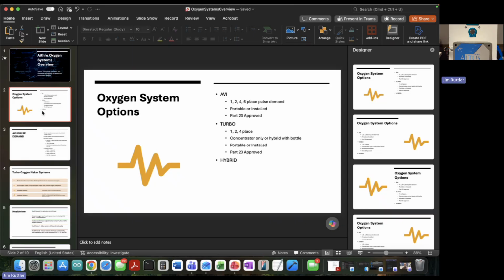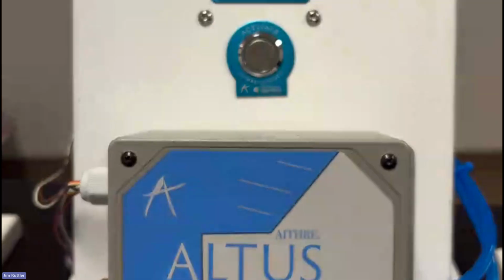Switching back to the presentation mode here. Okay, it looks like I did not pick up that picture of the AVI. I'm going to switch back over. It looks like it was still in screen sharing mode.